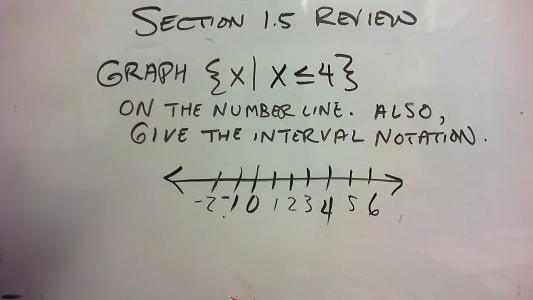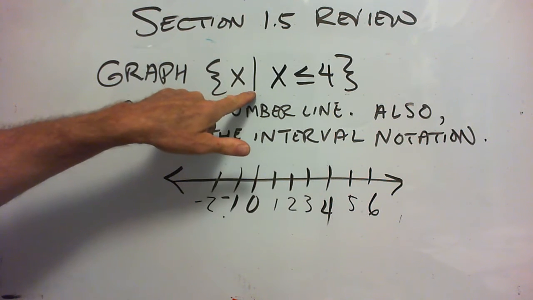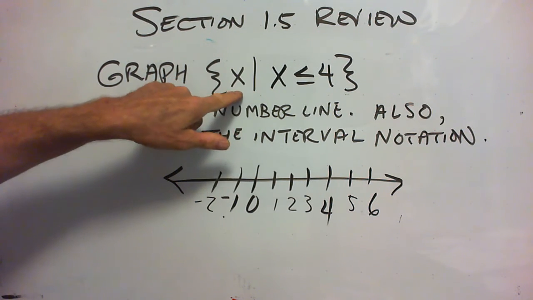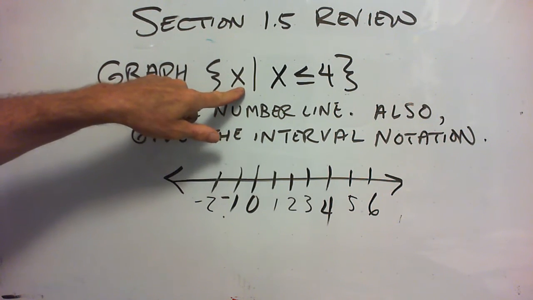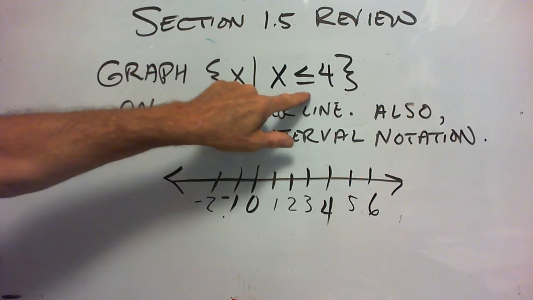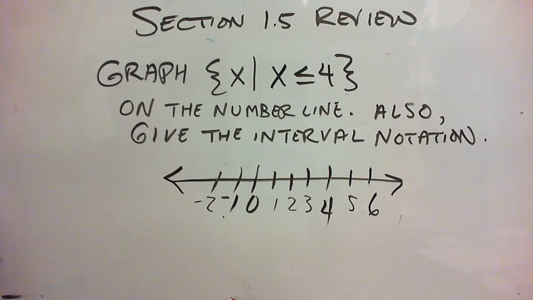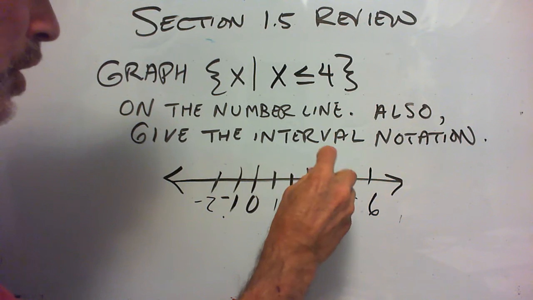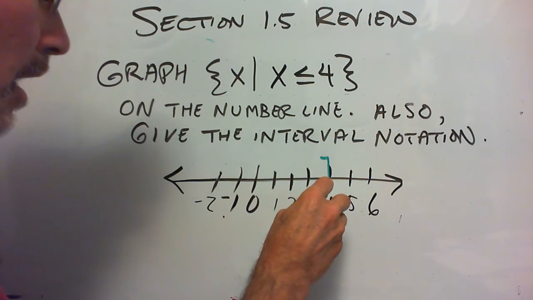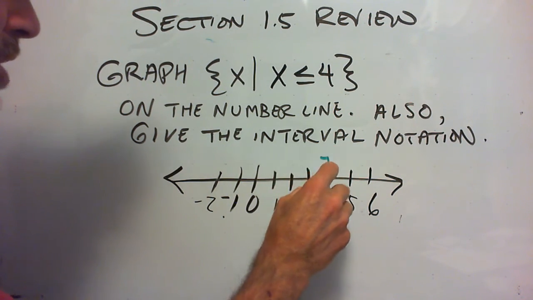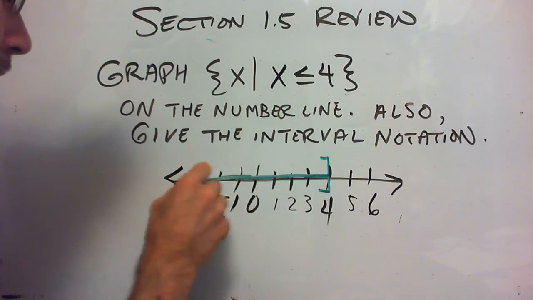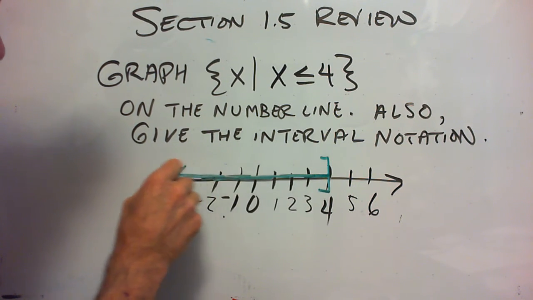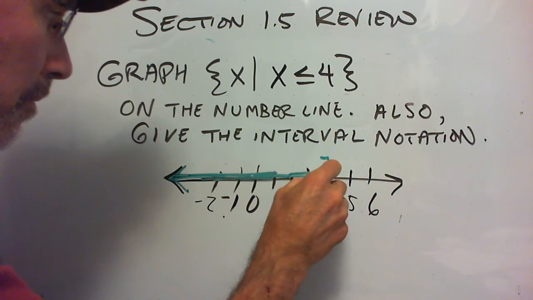Okay, our next problem is very similar to the one we just did. Graph the interval given by the set builder notation x such that x is less than or equal to 4 on the number line. So we graph this on the number line. Our interval starts at 4 and goes to the left. And we're including 4, so I use the square bracket. And we shade all the way up to the arrow.